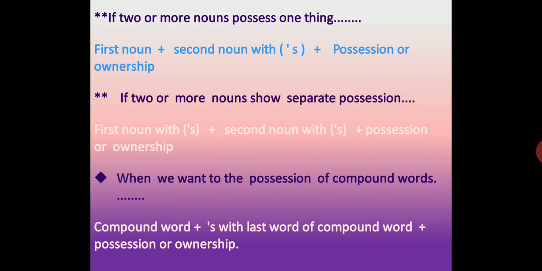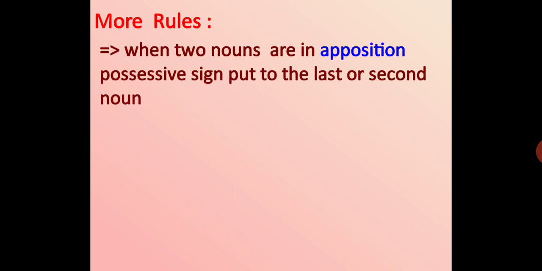These are the rules which we had learnt from the last two lectures. Now we are moving on to today's rules. We are going to learn more rules of possession. Which are they? Let's see. The next rule is: when two nouns are in opposition, the possessive sign is put to the last or second noun.